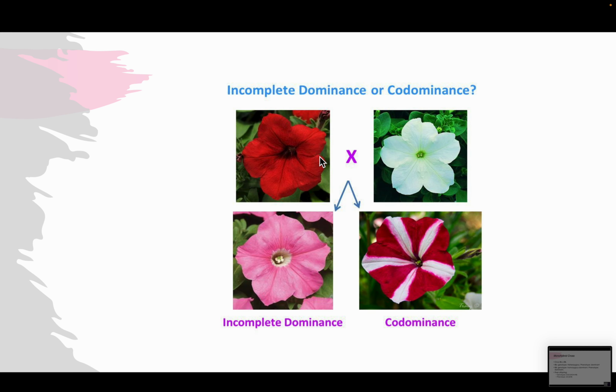So if I have red and white flowers, if it was incomplete, neither of them are being fully expressed, they can't really make up their minds, so they just blend together. Red and white is pink. For codominance, they both are duking it out and trying to figure out which one is actually going to be expressed. So they'll come out striped or spotted or something along those lines.